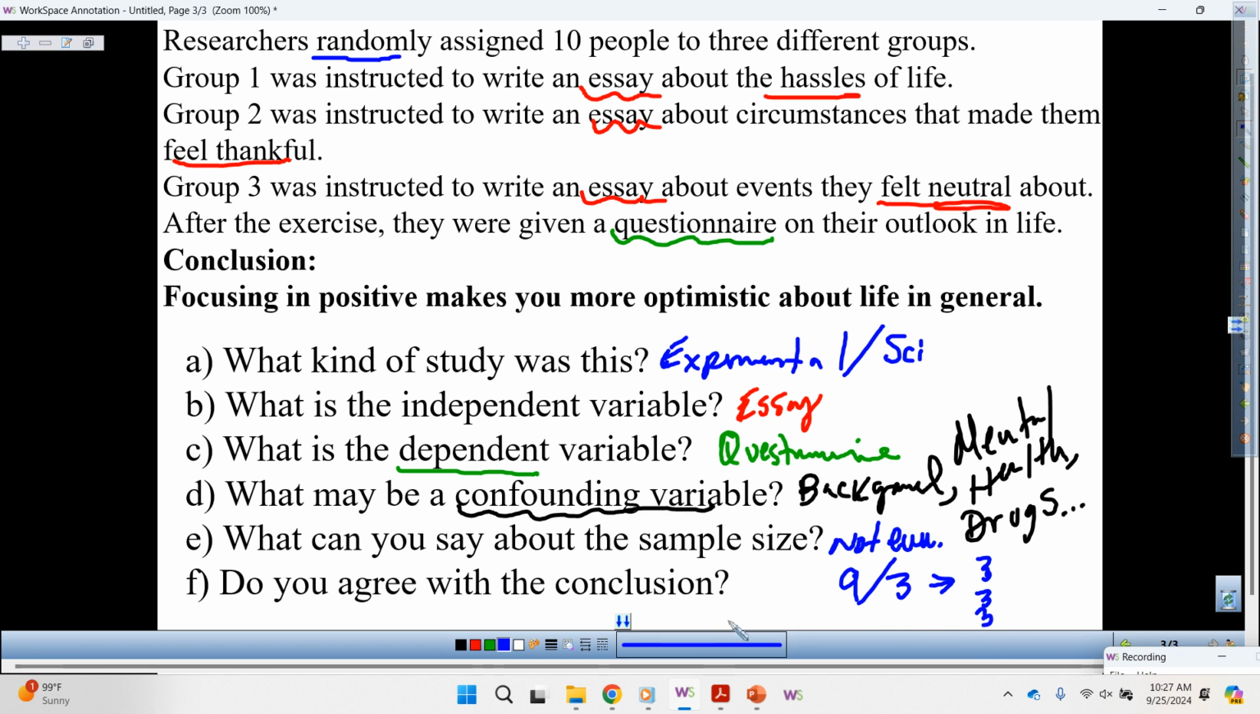So, lastly, the conclusion. It reads, focusing on positive makes you more optimistic about life in general. But let's look at the essays. One of them talks about the hassles of life. The other one talks about feeling thankful. So hassles, thankful. And the other one talks about being neutral. Does the conclusion fit the study? And if not, how would you change the conclusion? Talk to your neighbor. Does the conclusion fit the study? And if not, how would you change that conclusion?